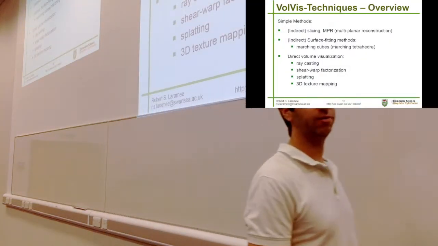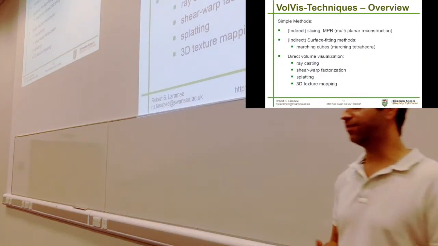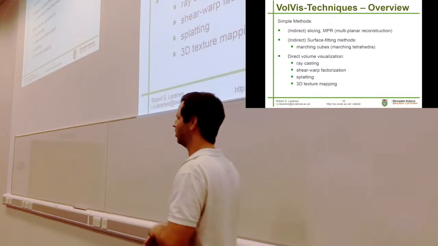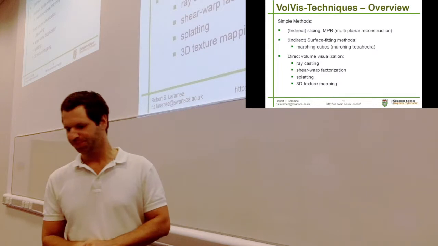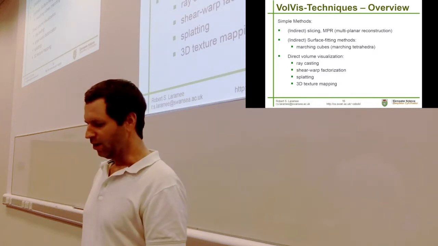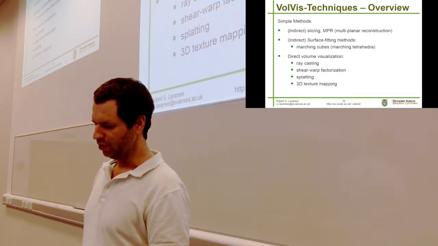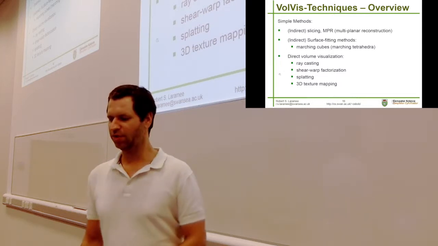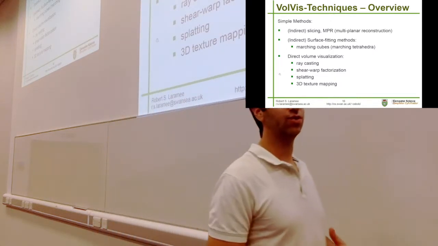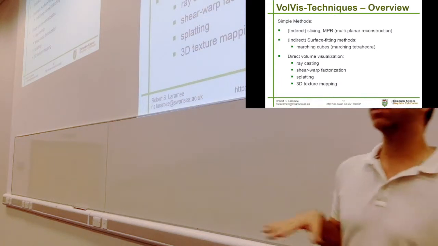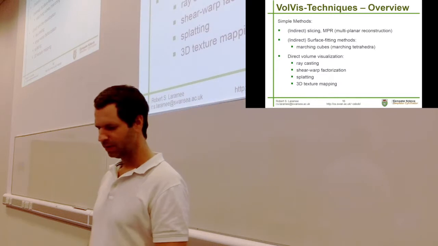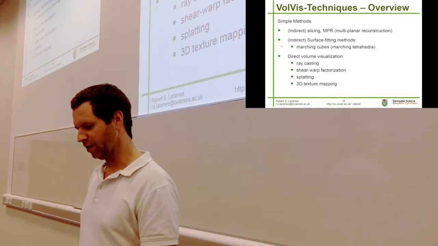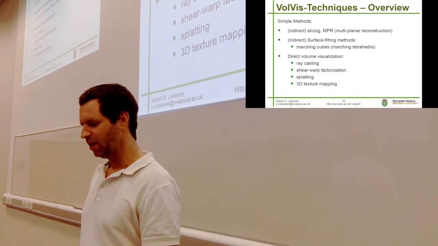Start to talk a little bit about some of the first volume visualization methods that we can use. Now, we can classify the volume visualization methods into two styles, or two groups if we want to. One's called indirect and one's called direct.